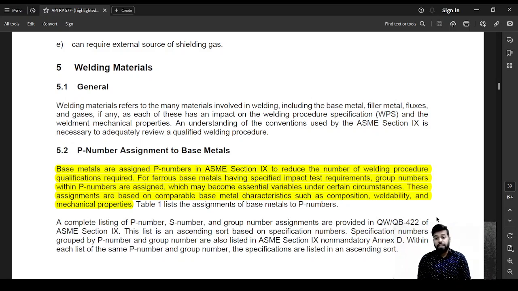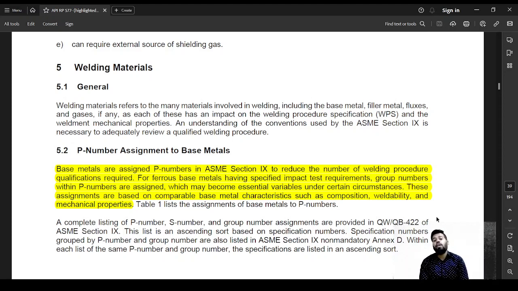Now, section 5 of API 577 is welding materials. Welding material refers to many materials that are involved in welding operation, including base metal, filler metal, metal fluxes and welding gases. Metal fluxes are generally going to be slags that are going to protect your weldment, and in the process where you're not using slag or flux, then you'll be using a shielding gas.